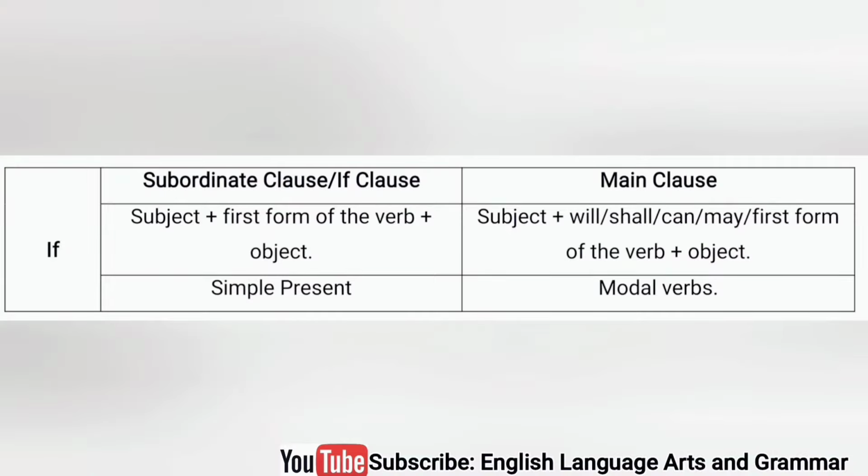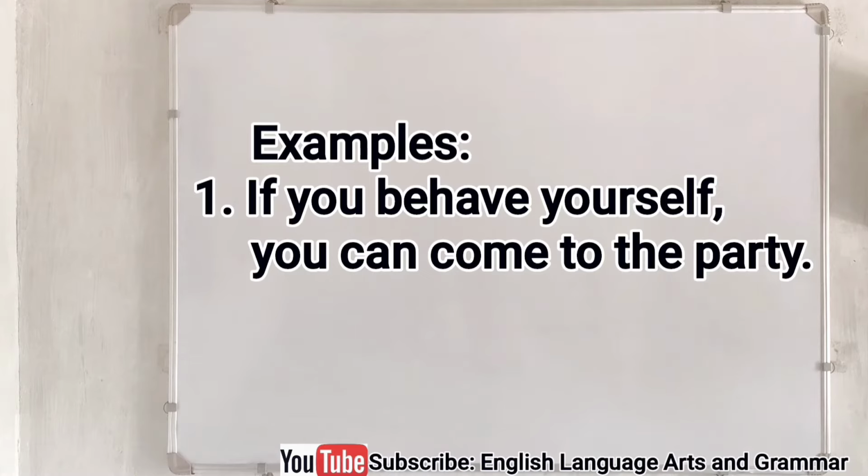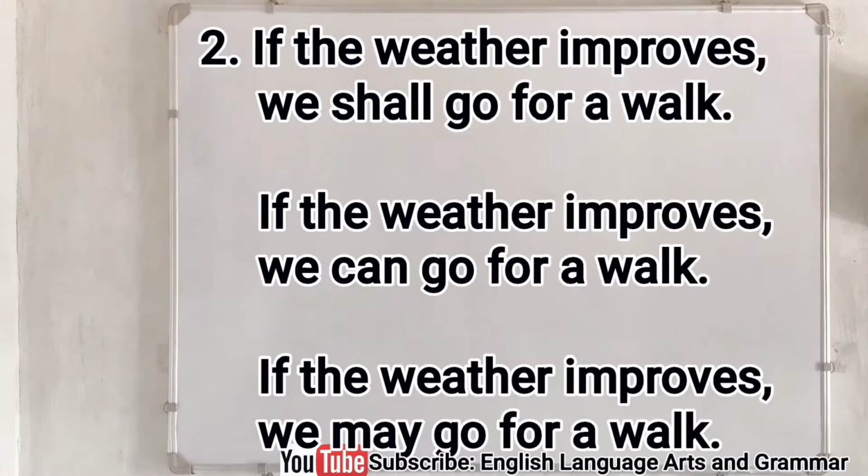Let us learn some examples by using the formula simple present plus modal verbs. Example 1. If you behave yourself, you can come to the party. Example 2. If the weather improves, we shall go for a walk. If the weather improves, we can go for a walk. If the weather improves, we may go for a walk.